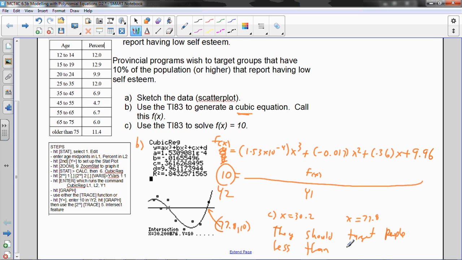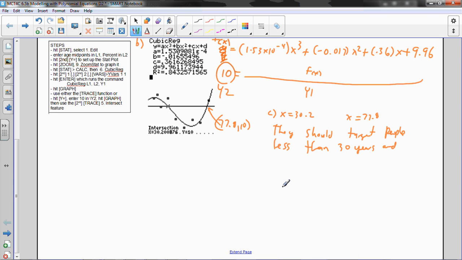less than 30 years old and older than 78 years old. Those are the ones, according to the model, that show low self-esteem.